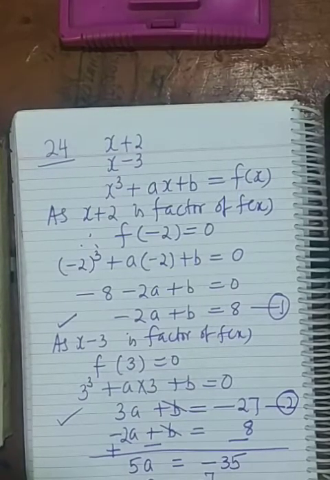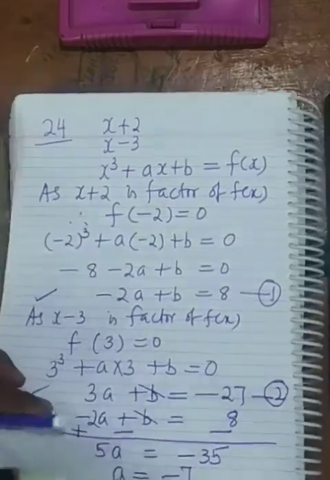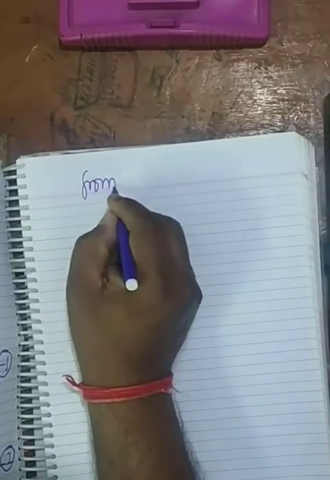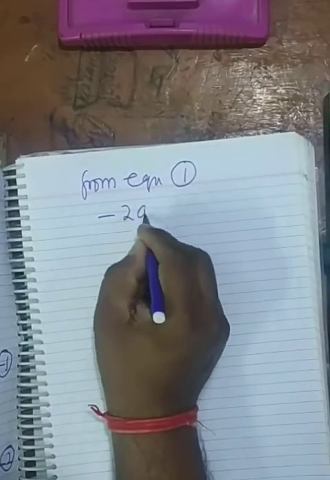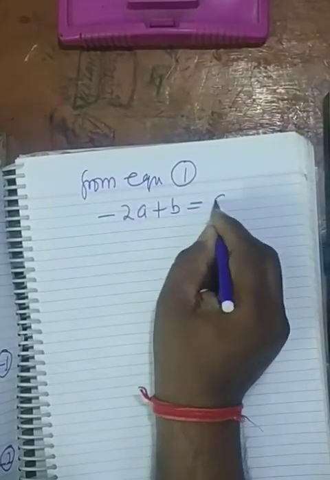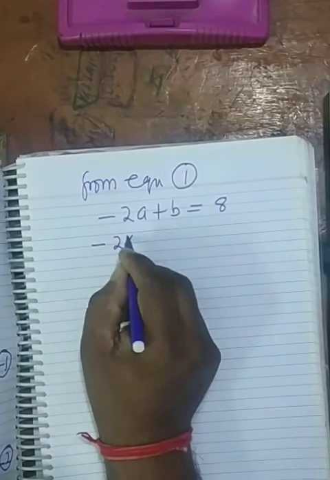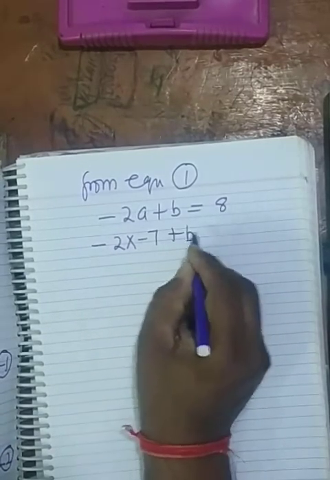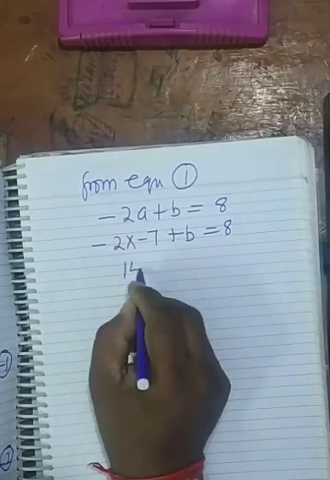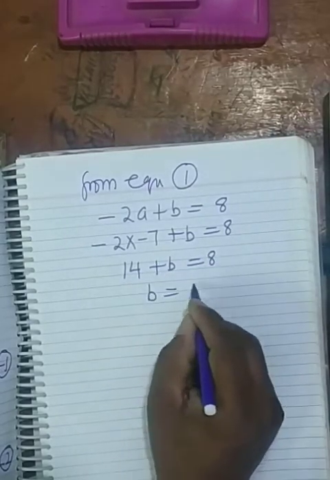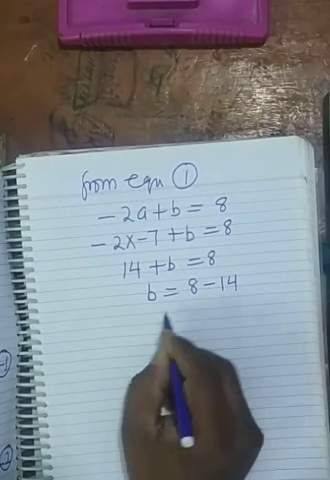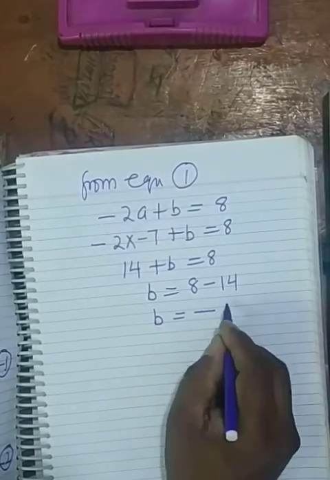A equals minus 7. Now you find out B also. So from equation 1, minus 2A plus B equals 8. So minus 2 into minus 7 plus B equals 8. So 14 plus B equals 8. So what will be B? 8 minus 14. So B equals minus 6.